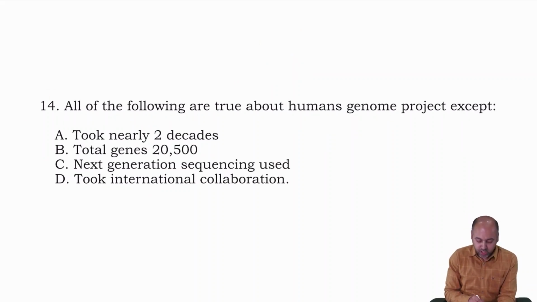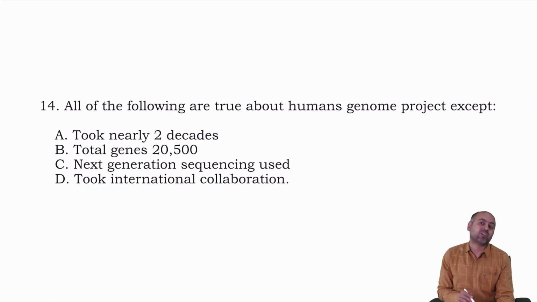Question number 14. All of the following are true about the Human Genome Project except: took nearly 2 decades, total genes 20,500, next generation sequencing used, took international collaboration. Now you can look at this question in 2 ways. Number 1, this is one of those questions which you are not expected to know, and if you answer it, it will at best be guesswork.